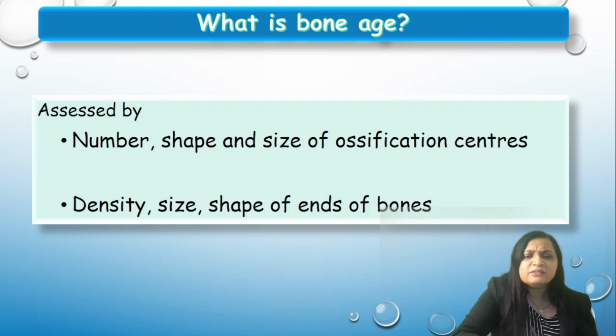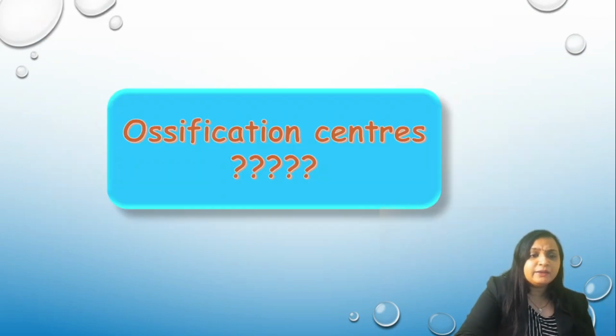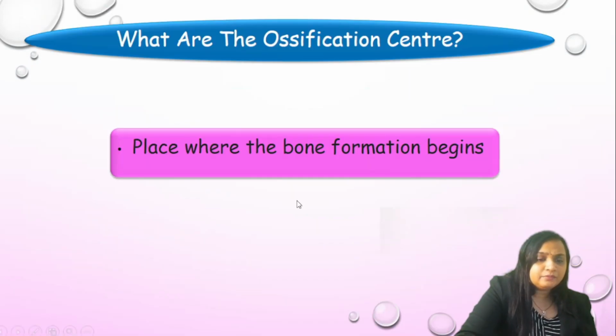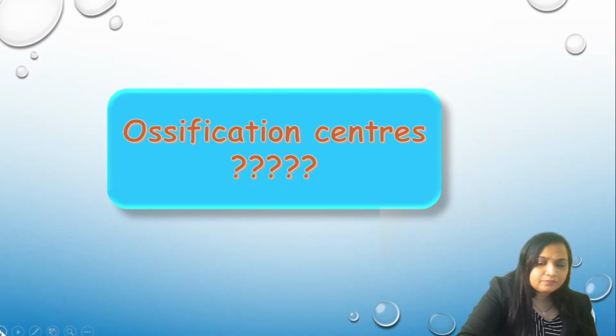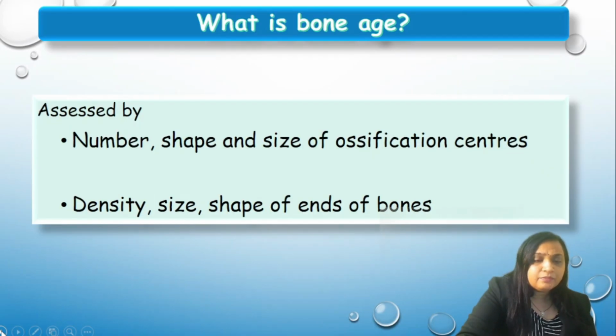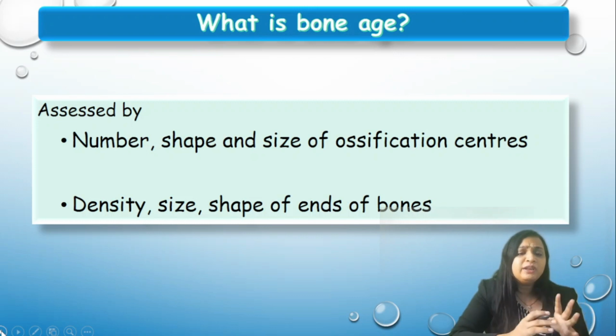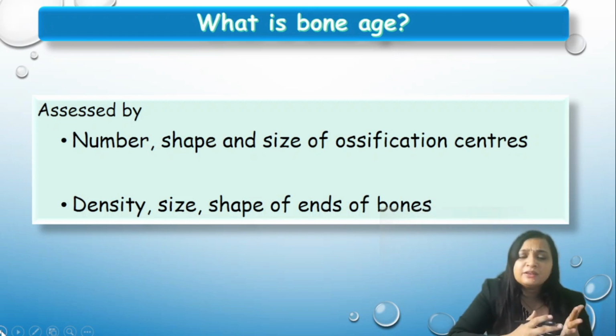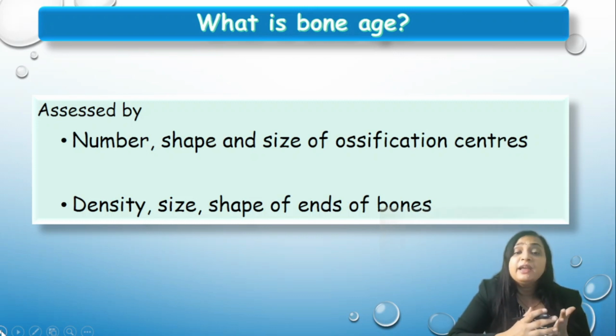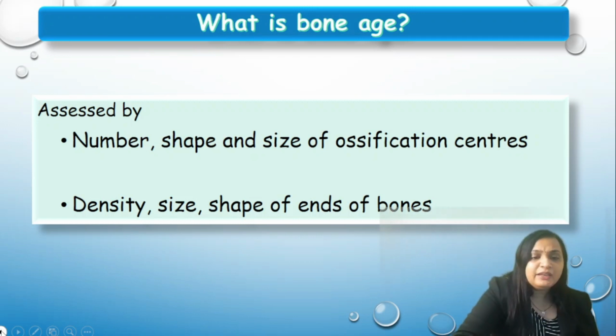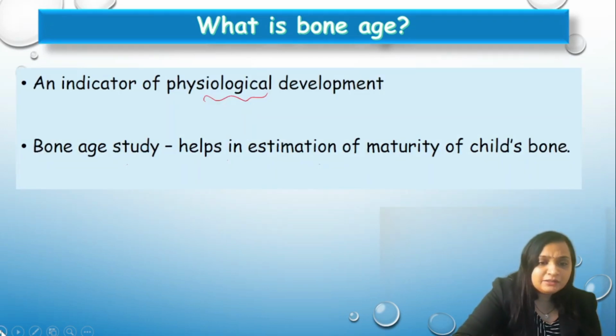In the simplest language, it is assessed by the presence and number, shape and size of the centers, and the density, size and shape of the end of the bone. So bone age is determined by how many centers there are and what shape and size they have. Again, in easy language we can remember it.